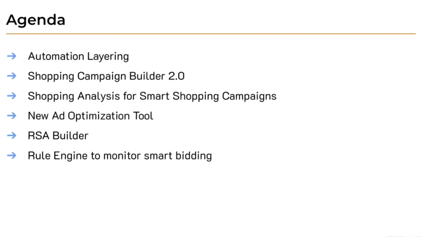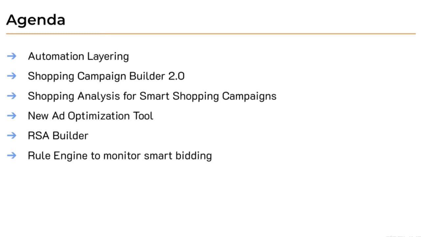And then I'm going to shift into a live product demo, and we're going to talk about Shopping Campaign Builder 2.0. So that is a brand new tool. We just put it in the interface earlier this morning, so you'll be the first ones to see this. And then I'll show you how you can do a shopping analysis. So for example, if you were to use smart shopping campaigns from Google, so these fully automated shopping campaigns, you might still want to know what Google's doing, how things are going, and we have a great shopping analysis tool that can help with that.